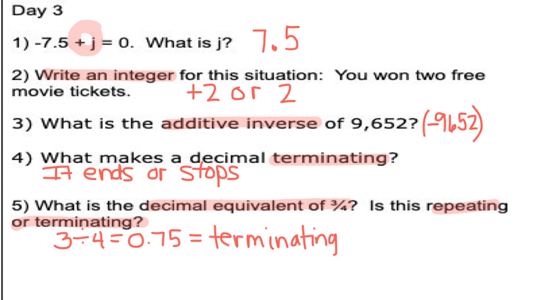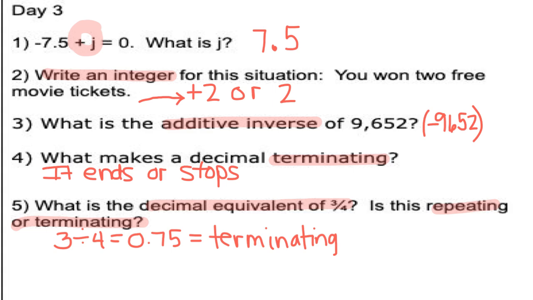Here are your answers. Number 1, if you add 2 inverses, you will always get 0. So the opposite of negative 7.5 is positive 7.5. Number 2, an integer has 2 parts. It has a sign and a number. When you are winning something, that is positive, so it's positive 2. But remember, you always have the option. Do you want to use that positive sign or not? So if you don't, just a regular 2 is fine.